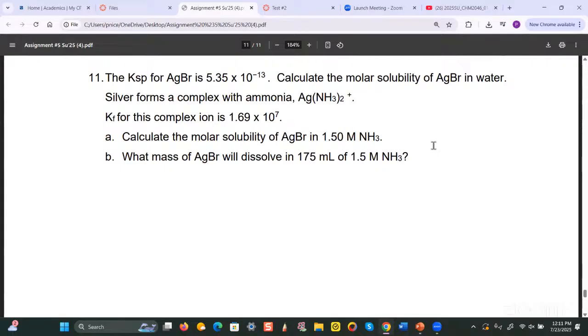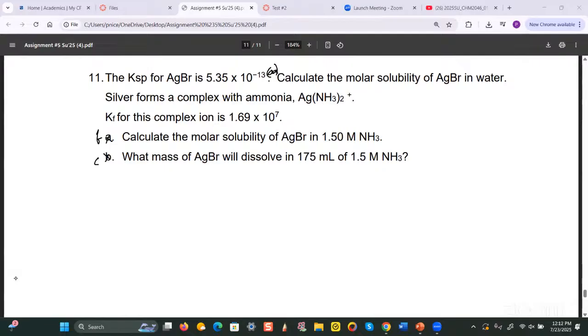And the question is asking in the B part, what's the molar solubility of silver bromide in 1.5 M ammonia, and what mass of silver bromide will dissolve in 175 mL of 1.5 M ammonia? And I just realized that when writing this question here, I should have made this part A, this part B, and this part C. It's a 3-part question. So please make a note of that. I'm going to change it and upload it into Canvas. All right, so the A part, let's focus on that first.